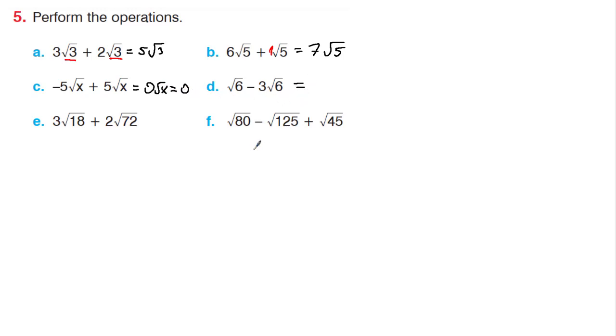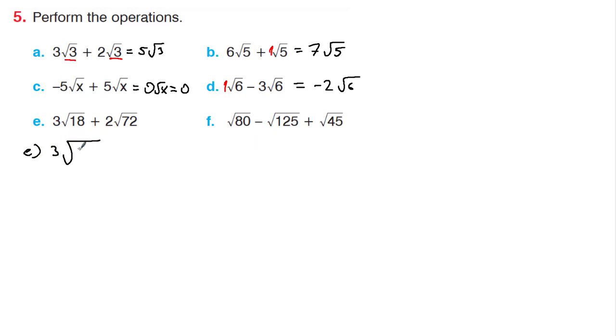Let's check under D. What do we have under D? We have a constant 1 in front. So 1 root of 6 minus 3 root of 6, it's negative 2 root of 6. Let's solve now under E and under F separately.